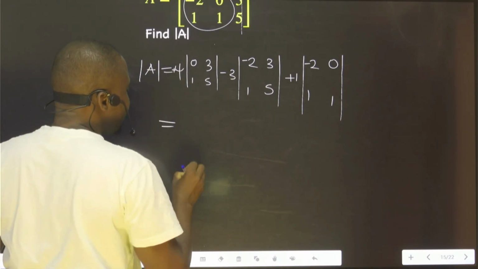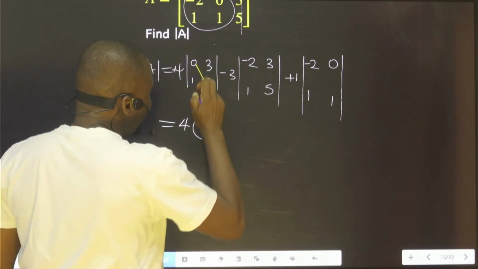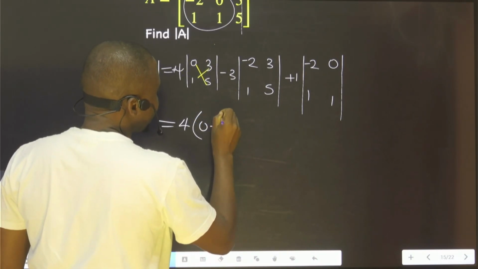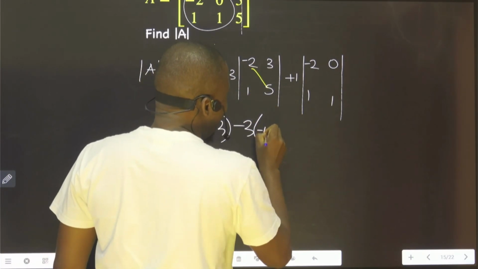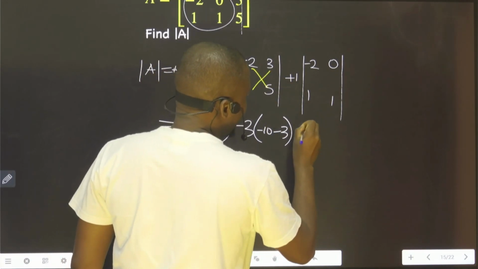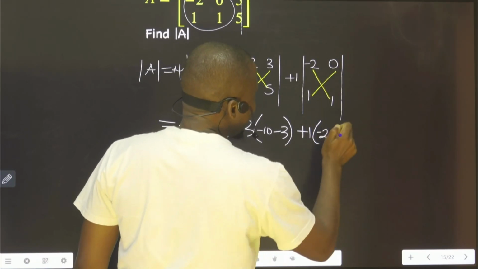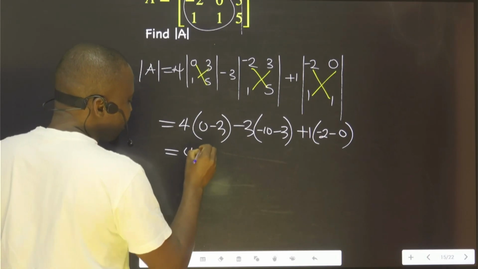Next is follow the 2 by 2 method. You multiply this, that is 0. You multiply this, that is minus 3. Minus 3. You multiply this, that is minus 10. You multiply this, that is minus 3. Plus 1. You multiply this, that is minus 2. You multiply this, that is 0. Okay? Which is equal to, this is minus 3.